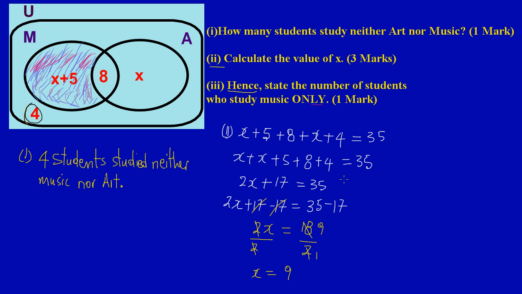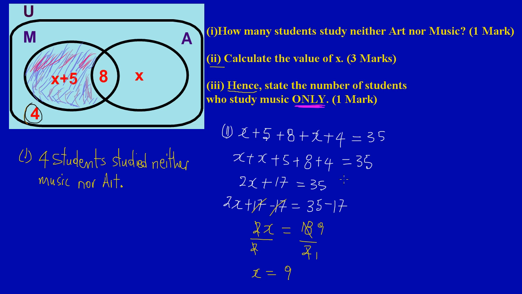Okay, now if you notice, they're saying hence state the number of students who study music only. Now this word only is a critical word, because we're looking for that region. This would suggest that we're looking for the region of the set where only students studying music are found. If you notice, the subset here, music, would include the intersection. It overlaps with art. So we have an 8 inside here in the middle. So if I'm speaking about the students who studied music only, I would have to exclude this 8.